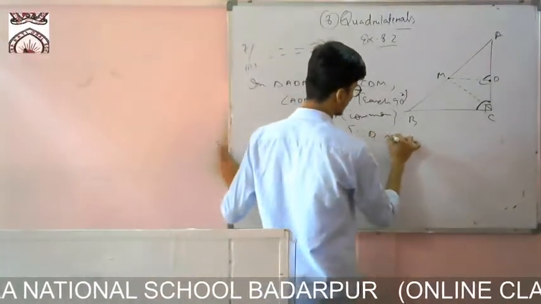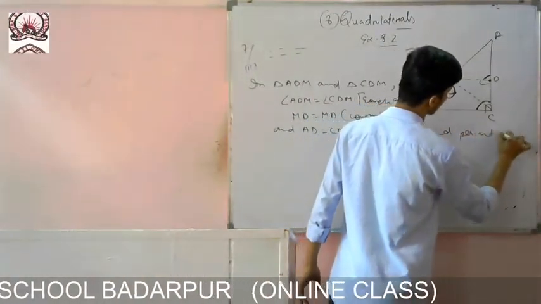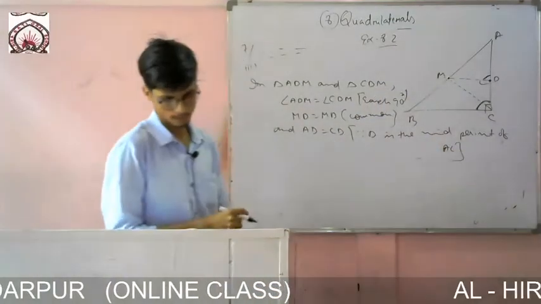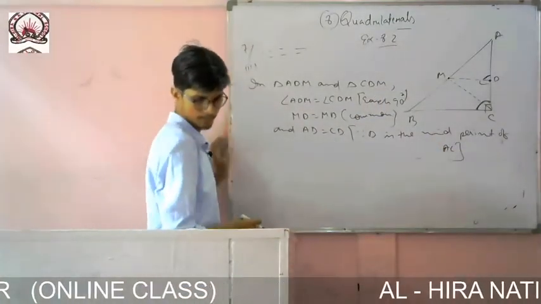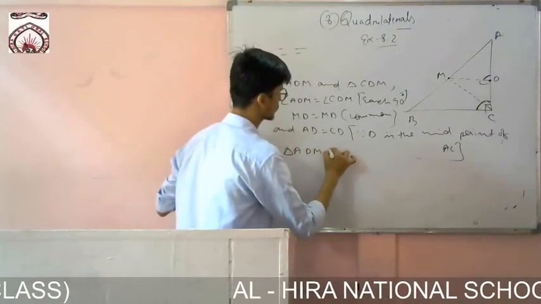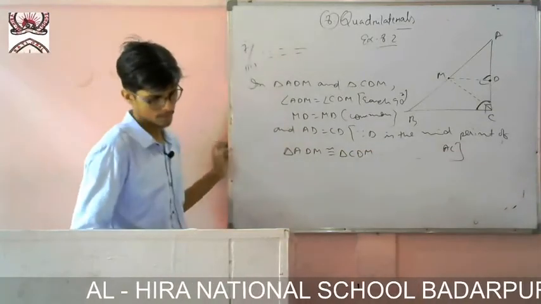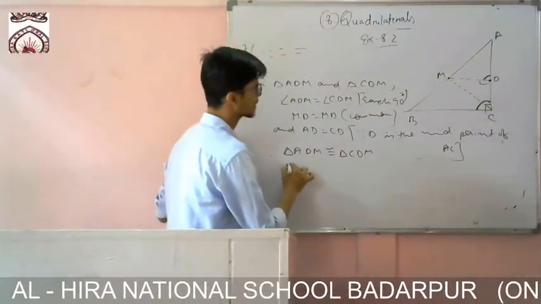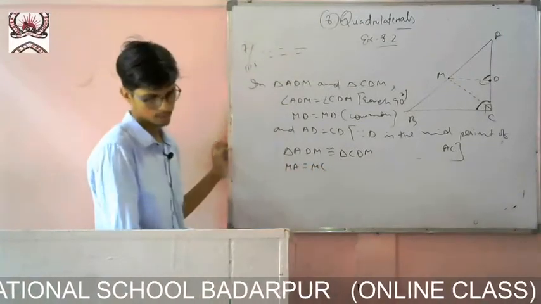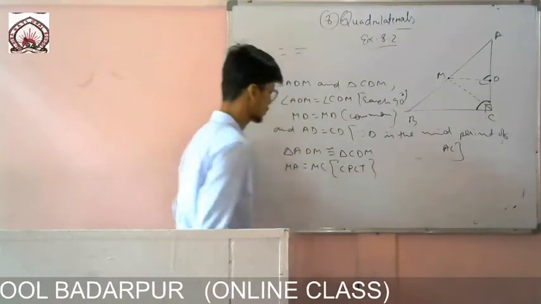Since D is the midpoint of AC, these two triangles are congruent. Triangle ADM is congruent to triangle CDM. That means I can write MA equals MC. These are corresponding parts of congruent triangles, CPCT, MA equals MC.